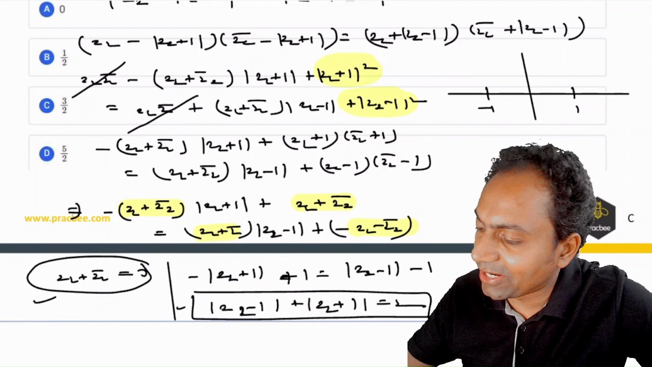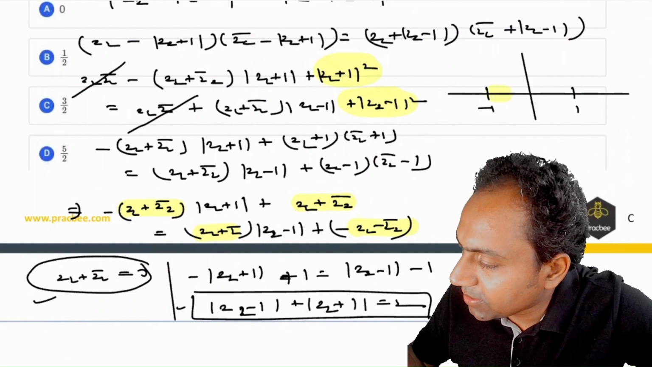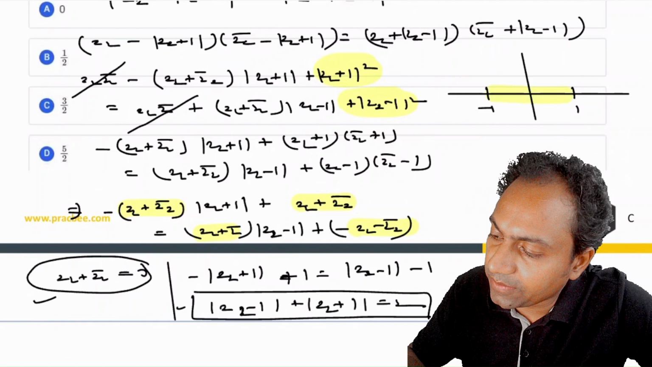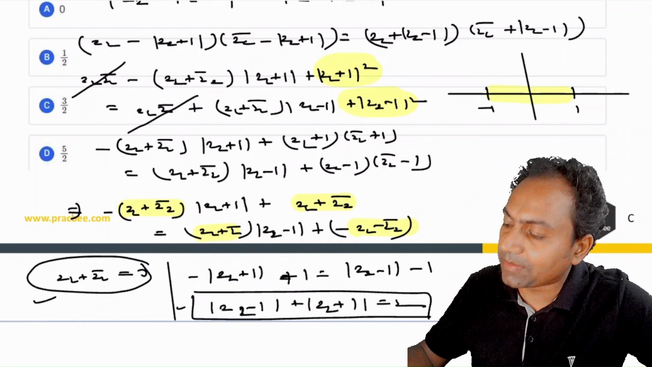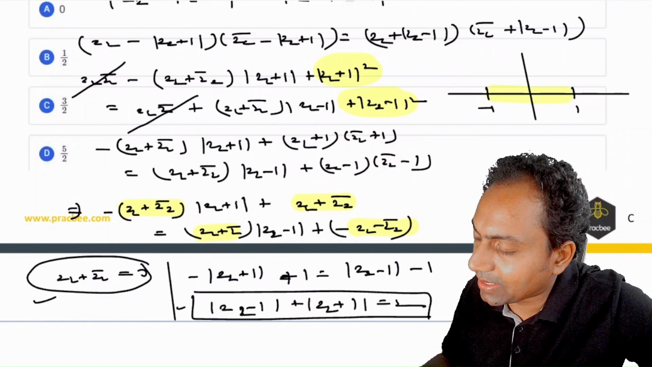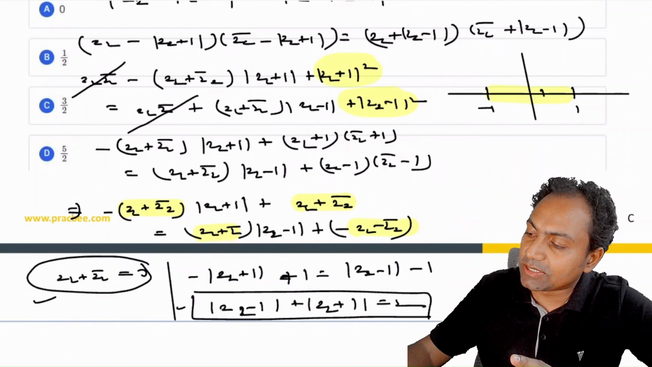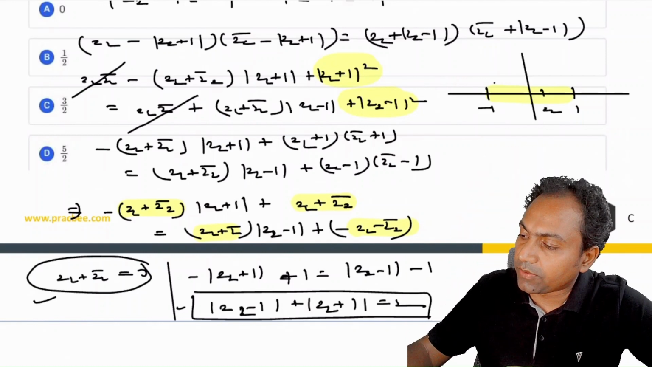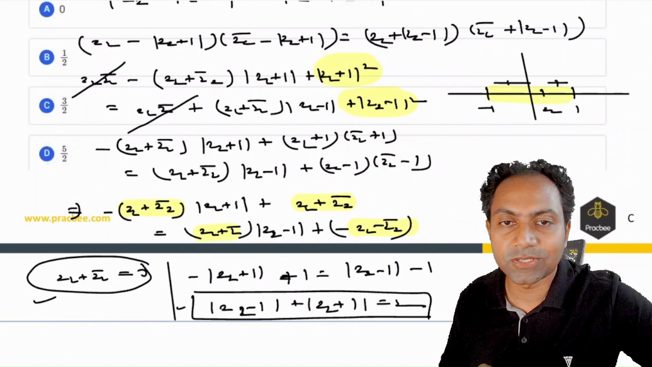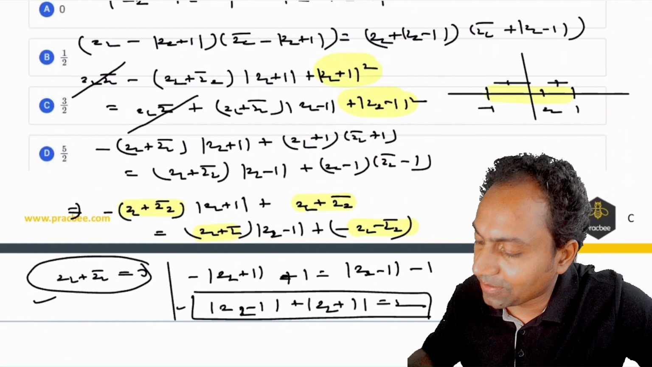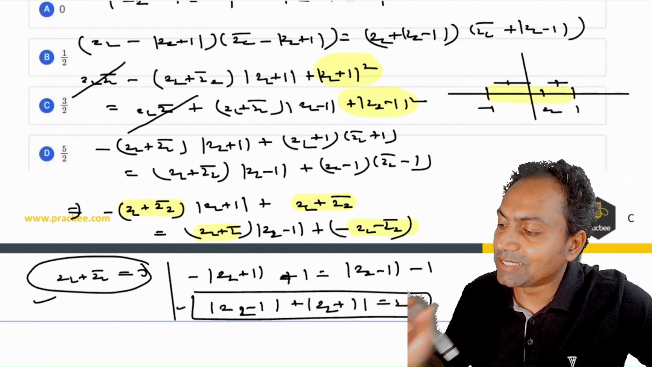Now, if I try and draw this second locus on the number line, it will be nothing but a straight line segment between minus 1 and 1, because if I take any point between minus 1 and 1, the distances of that point from minus 1 and 1, if you add them, will always come out to be 2. So this becomes nothing but the equation of a line segment between minus 1 and 1.